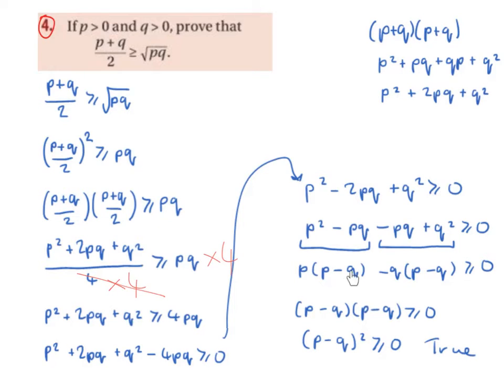Now I notice I have p minus q inside both brackets, so p minus q is one of my factors. I then bring down the p in front and bring down the minus q that's in front, and I have p minus q as my other factor, and that's all greater or equal to 0. Since I have (p minus q) multiplied by (p minus q) and they're the same thing, I can simplify to get (p minus q) squared is greater or equal to 0, and this statement is true because anything squared is going to be greater or equal to 0. Therefore this proves that this statement is true.